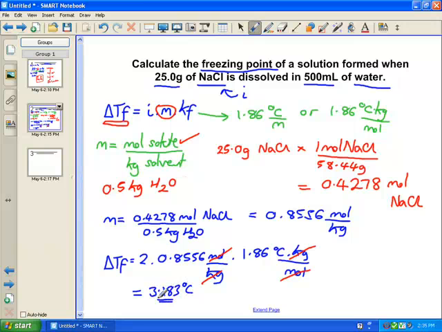It's not the new freezing point. You remember I said we have to know the freezing point of our water initially? Everybody knows water freezes at 0 degrees C. So therefore depression means the new freezing point has gone 3.183 degrees C below 0. So therefore that new freezing point is negative 3.183 degrees C. Okay?